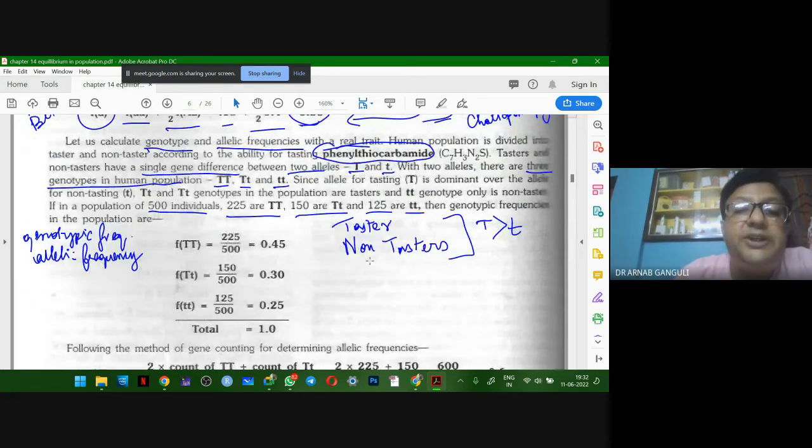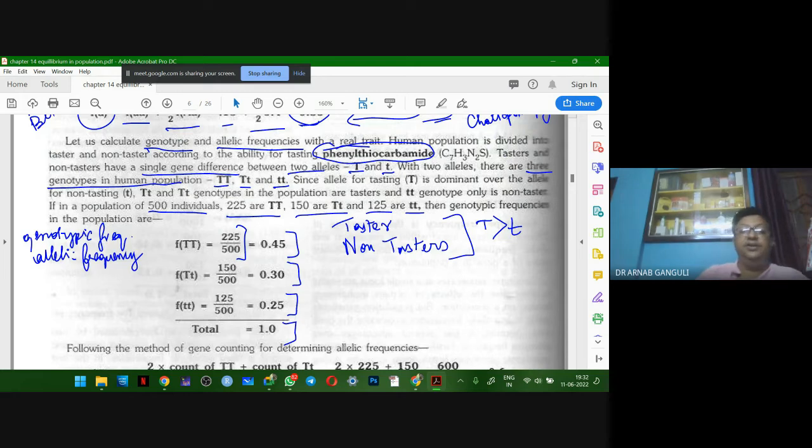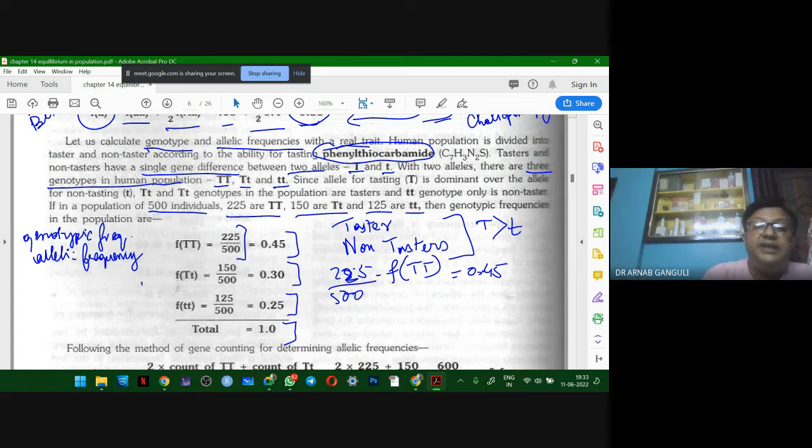So just simply 225 by 500, 0.45, 0.3, 0.25, 1. So you can easily calculate for this: 225 divided by 500, the frequency of capital T, that is equal to 0.45. Similarly, you can calculate for the heterozygous and the homozygous also, so the recessive homozygous.